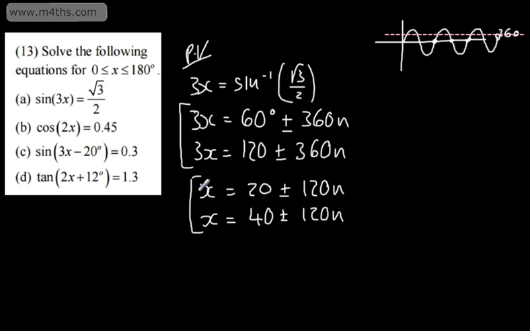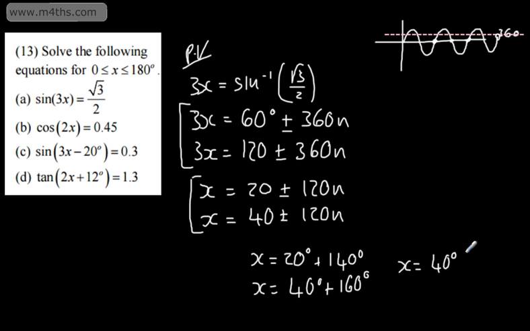So let's consider what we want. We want from 0 to 180. So what we're going to have then is x will be equal to 20. We're going to have now 140, and then, of course, we will go outside the interval. x is going to be equal to 40 degrees. Then we're going to have on here 160.